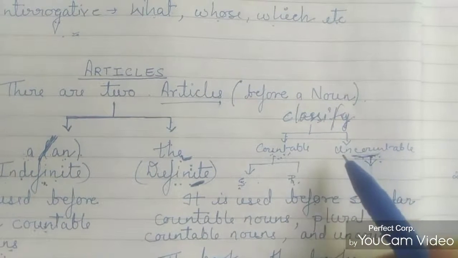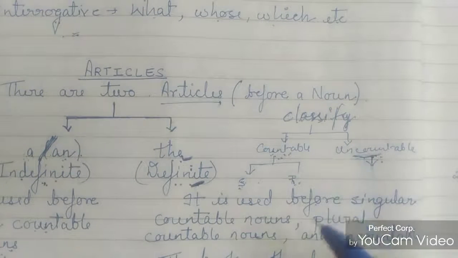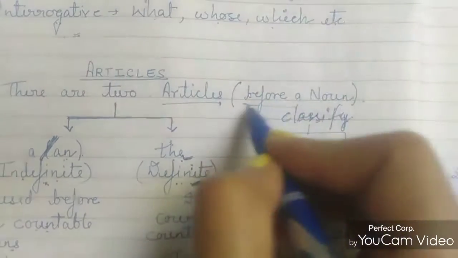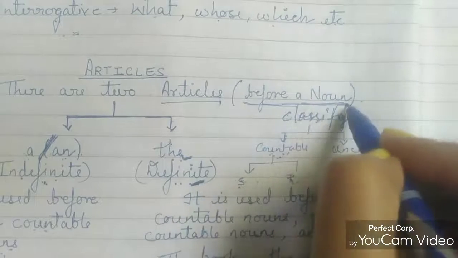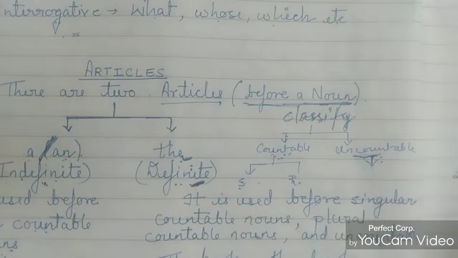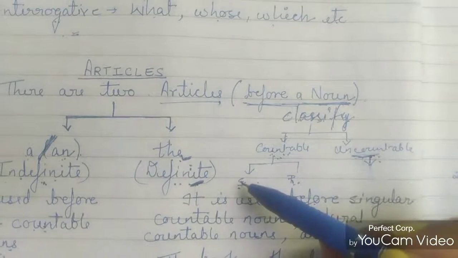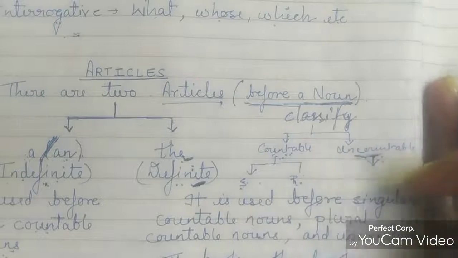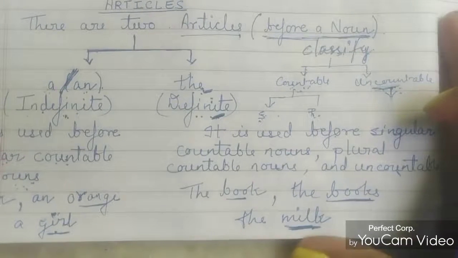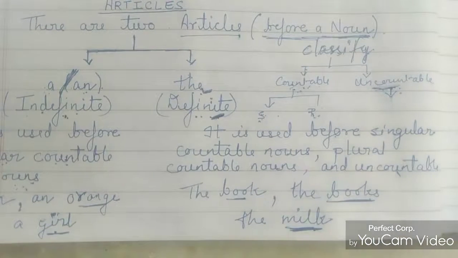Determiners are the words which are used before a noun. That means articles are also determiners, so they are also used before a noun only, but before that we have to classify which type of noun is used before these articles. So classification is singular countable, plural countable, and uncountable. Now what is singular countable, plural countable, uncountable, and how is it used?